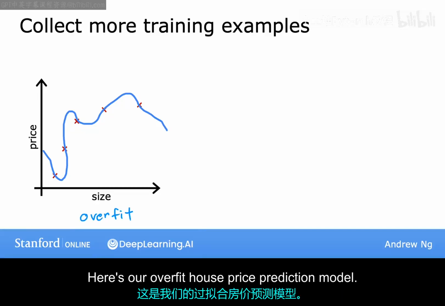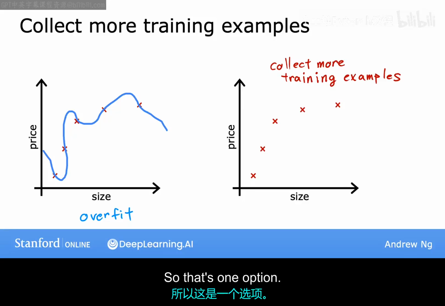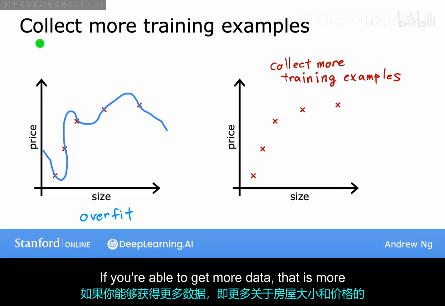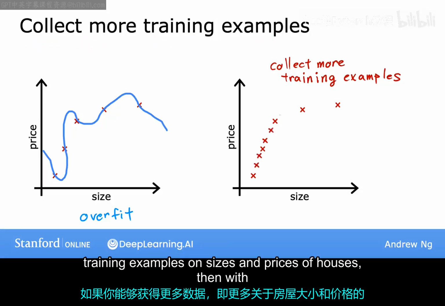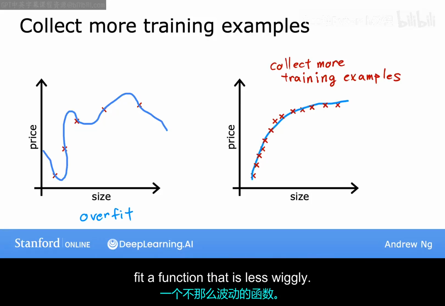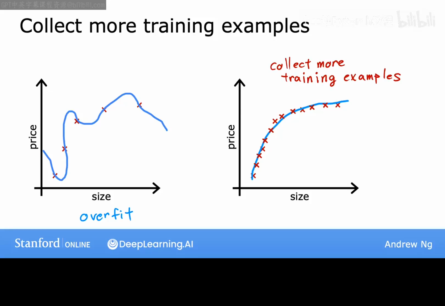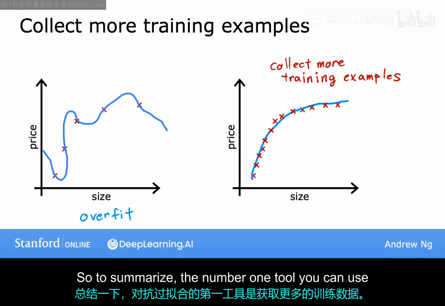Here's our overfit house price prediction model. One way to address this problem is to collect more training data. So that's one option. If you're able to get more data, that is more training examples on sizes and prices of houses, then with the larger training set, the learning algorithm will learn to fit a function that is less wiggly. So you can continue to fit a high-order polynomial or some other function with a lot of features, and if you have enough training examples, it will still do okay. So to summarize, the number one tool you can use against overfitting is to get more training data.